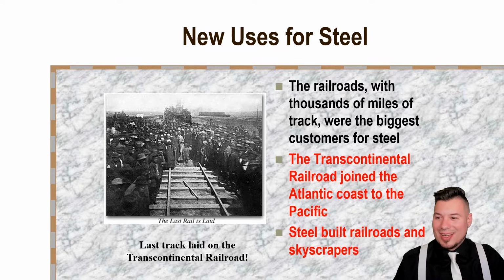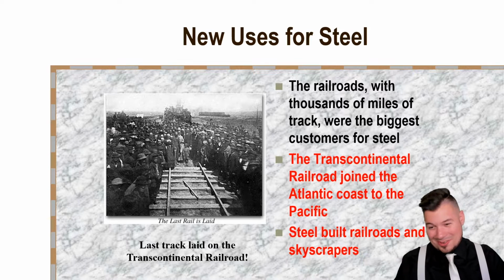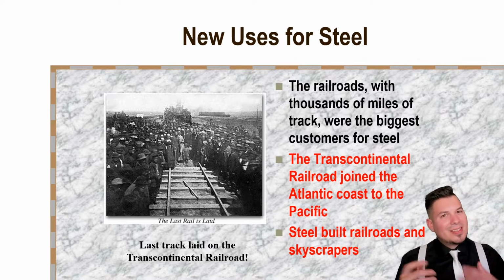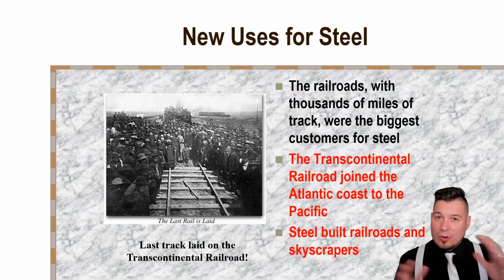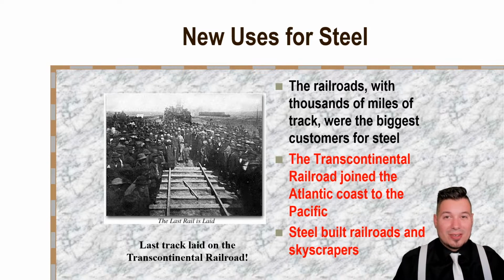Here we also see probably the most famous, the last track laid on the Transcontinental Railroad, literally combining the East Coast to the West Coast, which is pretty impressive. So again, these cities are growing, they're growing up, they're growing out, and it's all because of steel. Now you can see why Carnegie made millions off of this and became one of those robber barons, as we call them.